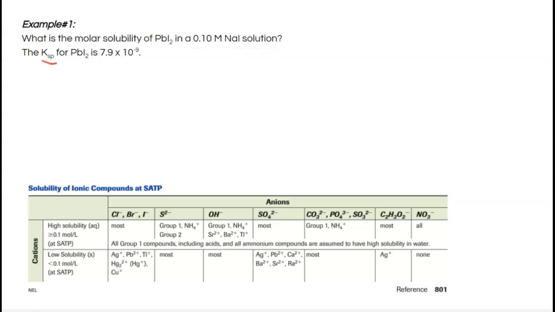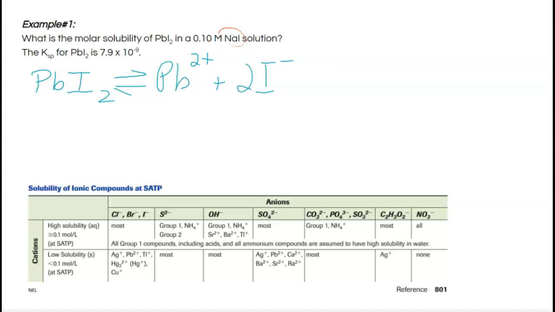Now, the Ksp here is given for PbI2, which tells us very clearly that the equilibrium system that we're concerned about is this one, the PbI2 dissociating to make Pb2+ and 2I-. But what about this NaI business here? What is that and how is it involved? Well, that is our common ion. I know that this particular substance is going to have the iodide in common with our equilibrium system, so it's going to cause that shift to the left that we just spoke about.